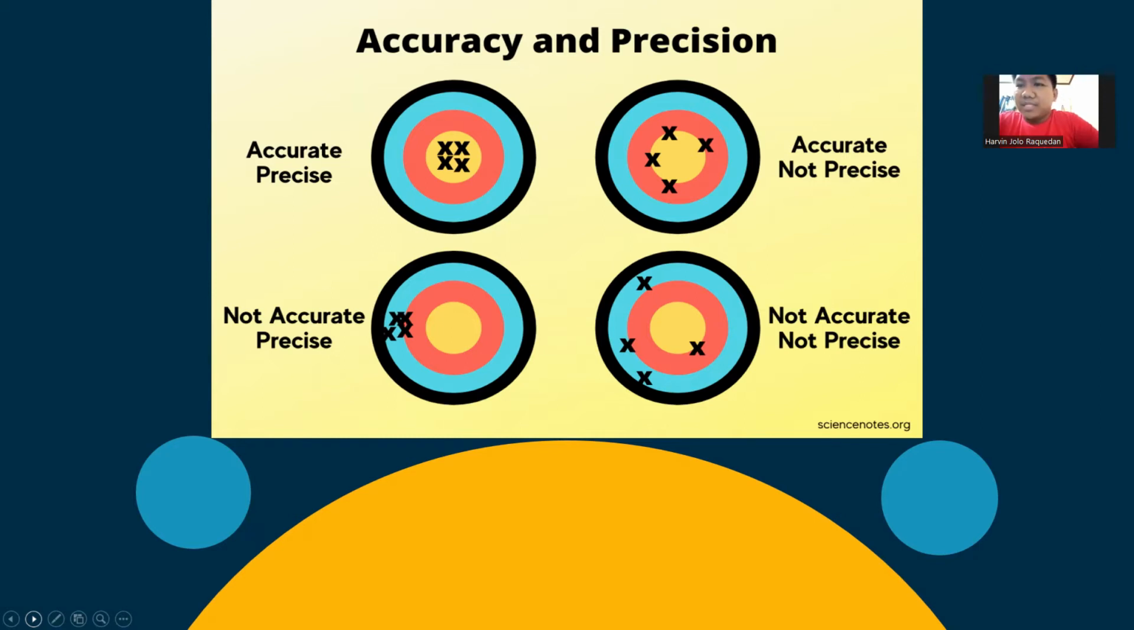While in the upper right, we have accurate but not precise. Accurate is how close a measured value is to the true value. You can see the marks are located where the bullseye is located. On the lower left, we can see an accurate and precise measurement.